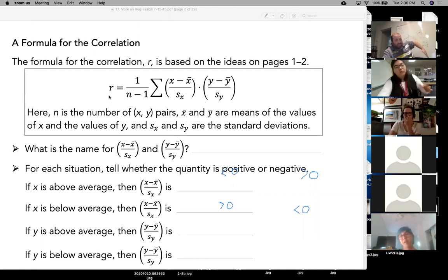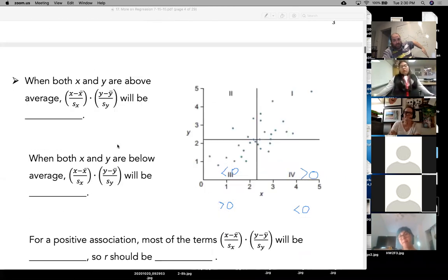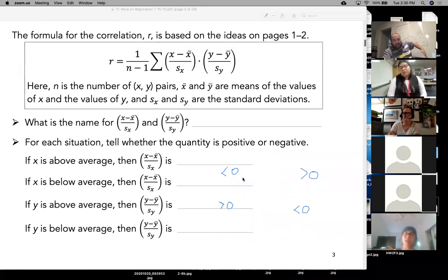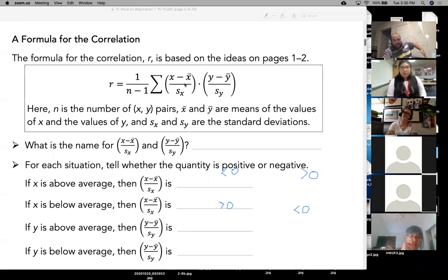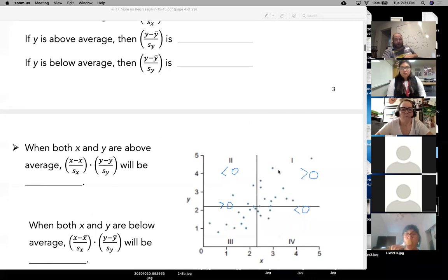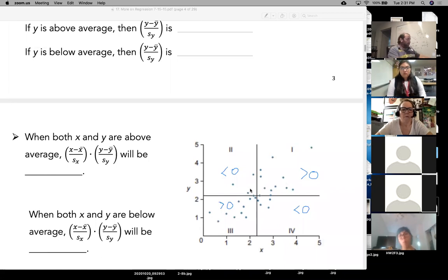If it looks like this instead, then now I expect most of the dots to be in here and here. So I'll have lots of negative numbers. And when I add up lots of negative numbers, I expect R to be negative, which is why a graph that looks like this would have negative correlation. So this is the explanation for why R is positive for graphs that go up and R is negative for graphs that go down. Lori, you had a question?